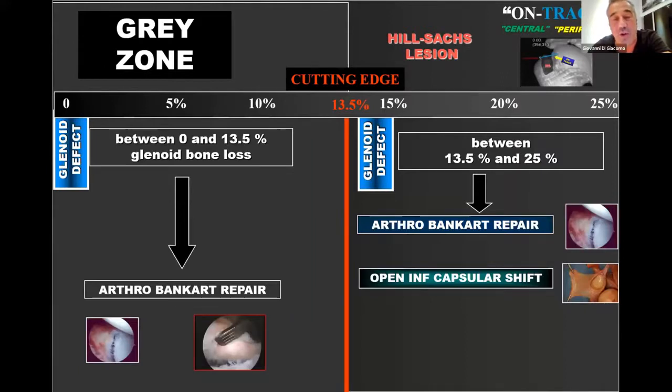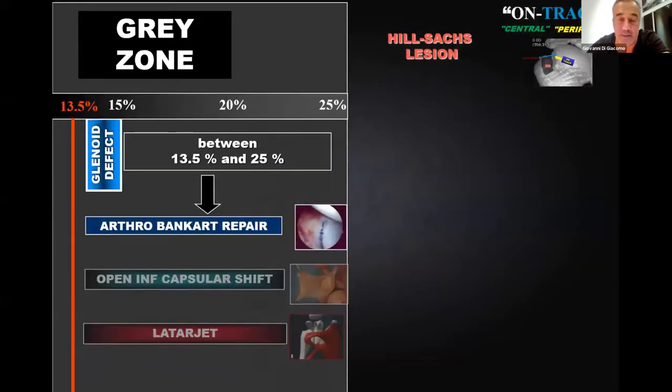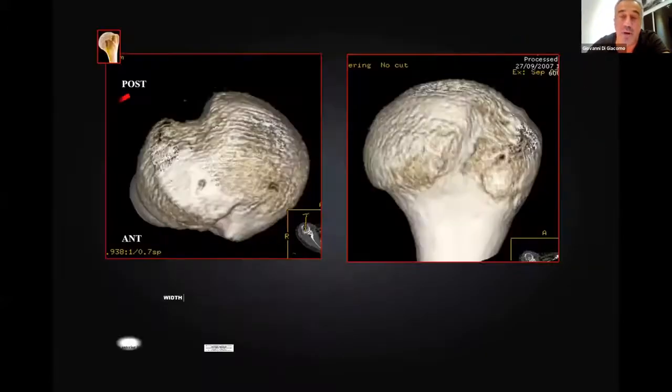So I think that also the concept of subcritical bone loss, that is between 0 and 13 and 13 and 25, is very, very important. So feel comfortable to fix your patient with Bankart repair if they are on track, if they have a glenoid bone loss that is less than 13%, the concept of subcritical bone loss.